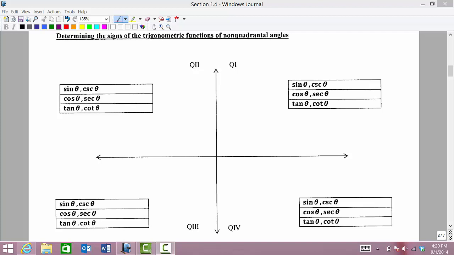Determining the signs of the trigonometric functions of non-quadrantal angles. Going forward, it will be important for you to be able to tell the signs of all of the trig functions given the quadrant of the angle.